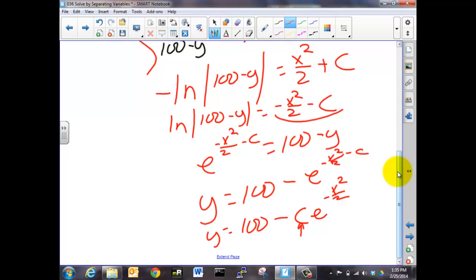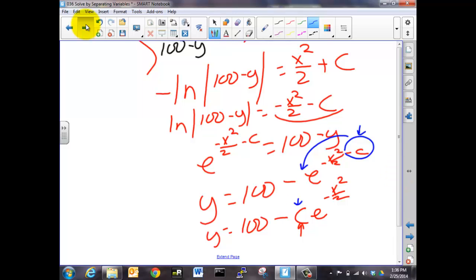The one thing I don't want you to think is that I'm just taking this minus c right here and moving it to the denominator. This minus c up here is a totally different number than this c we've got down here. This c down here is really e to this c number up here, whatever it was. I know that's confusing. A smart teacher would be using different letters, but I haven't been accused of being smart lately. So y equals 100 minus c e to the negative x squared over 2.